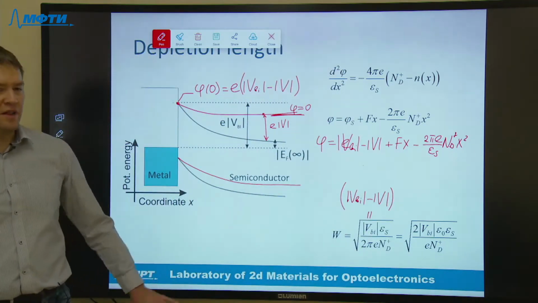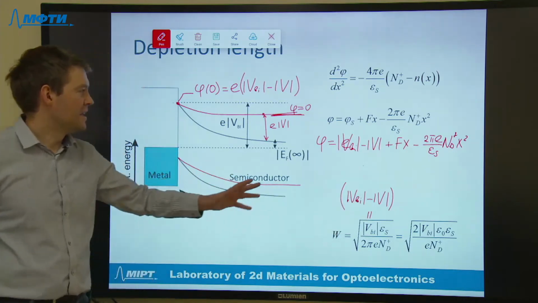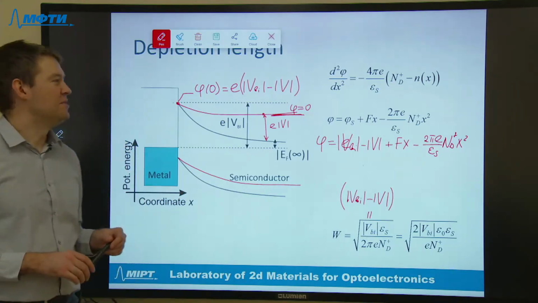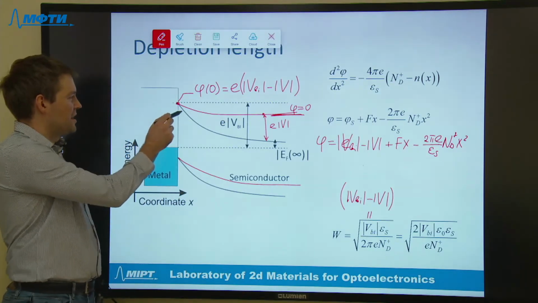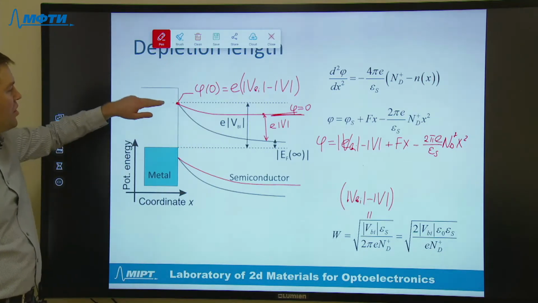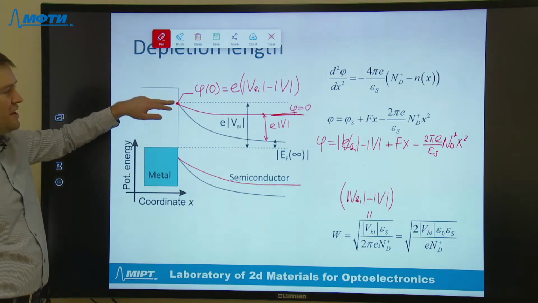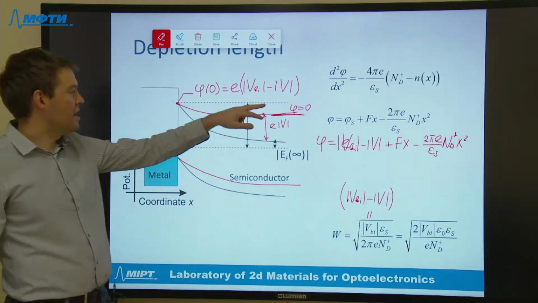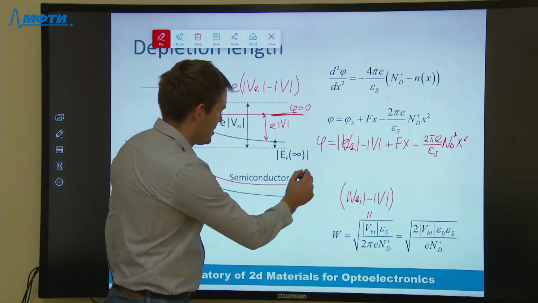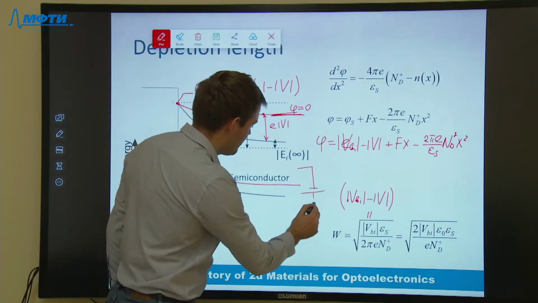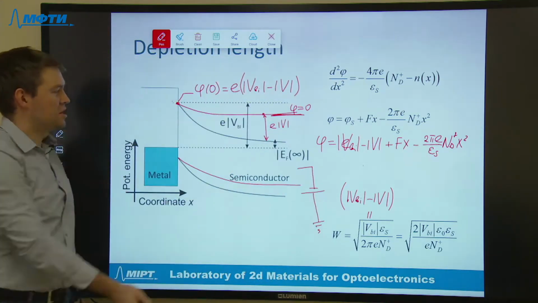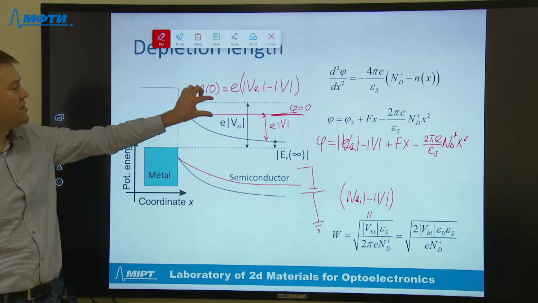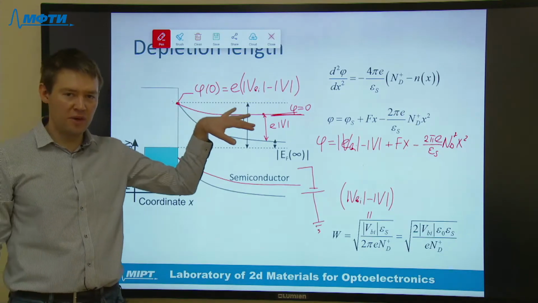I write everywhere the moduli of applied voltages because the signs should be determined just by your intuition. Like in this situation, the barrier has emerged, therefore the built-in voltage is negative and the potential energy is positive, and the applied voltage to this side is also negative because we have raised the potential energy of electrons, but both are negative and the absolute value of the barrier height has reduced.